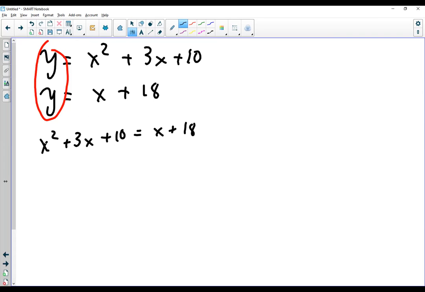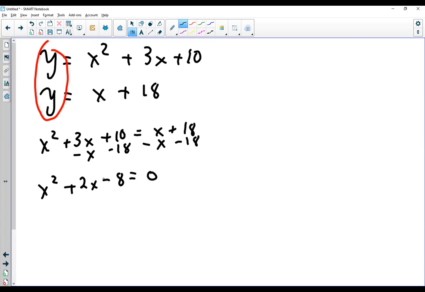Now, since this is a quadratic, we can't deal with it by just getting x by itself because we have an x squared and an x. We're going to have to factor it. Before we factor it, we've got to set it equal to zero. I'm going to subtract x on both sides, and I'm going to subtract 18 on both sides. So it's x squared plus 2x minus 8 equals 0.